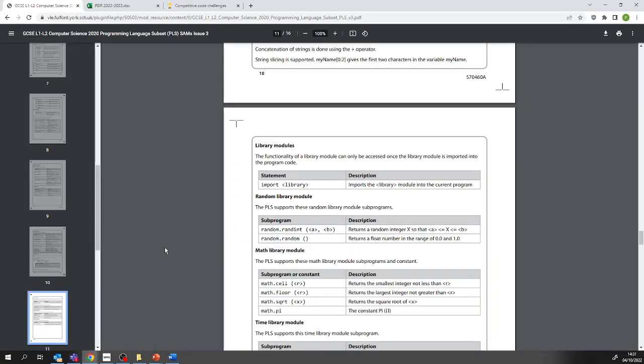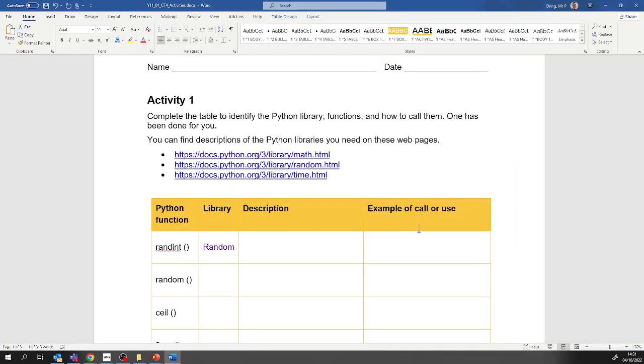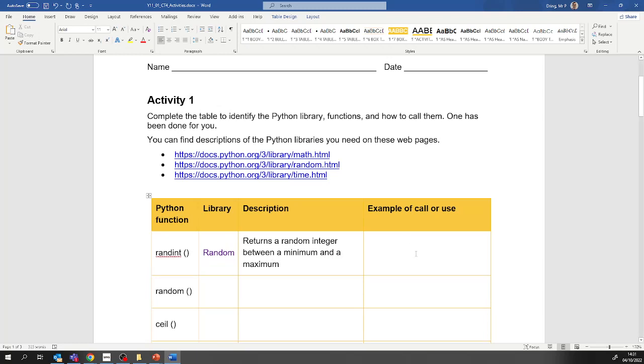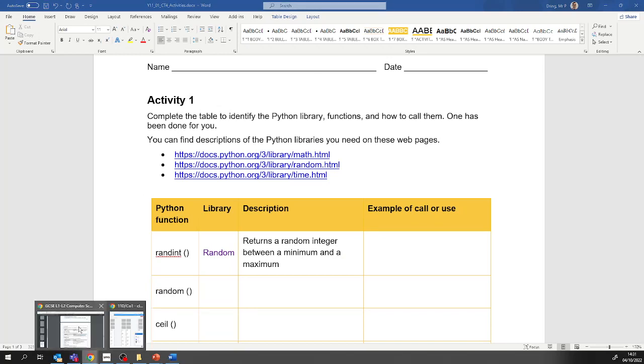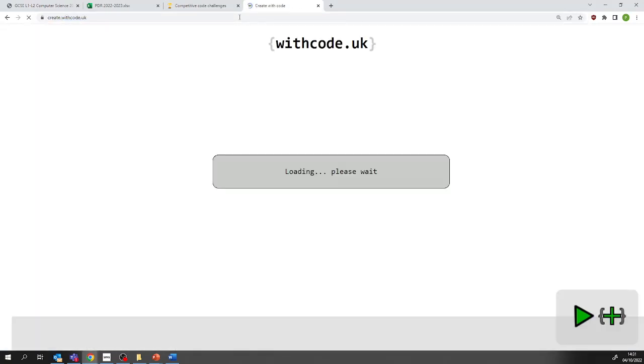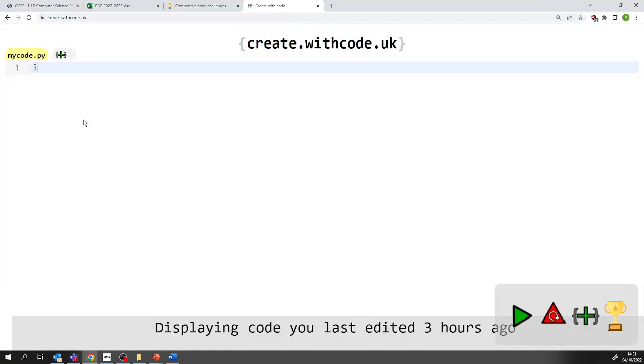What does randint do? Well, we find it in the PLS, and it returns a random integer between a minimum and a maximum. So your job is to put an example in, and then you copy and paste the code in. You can do this in Thonny, you can do this in Mu, it doesn't really matter.